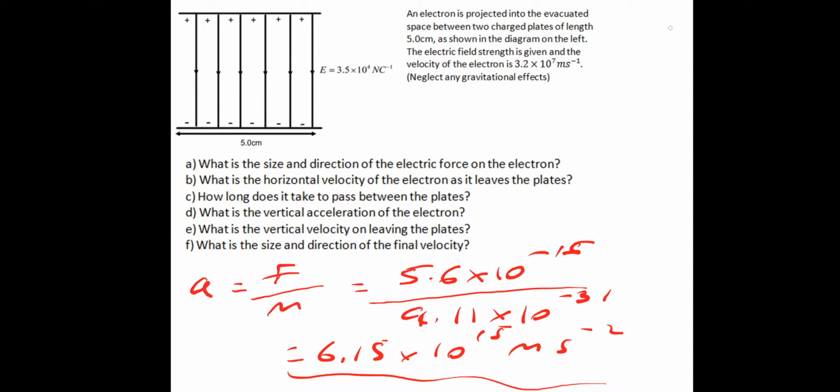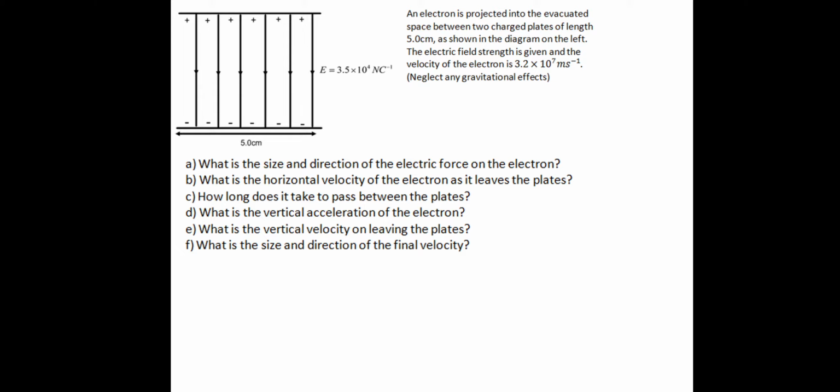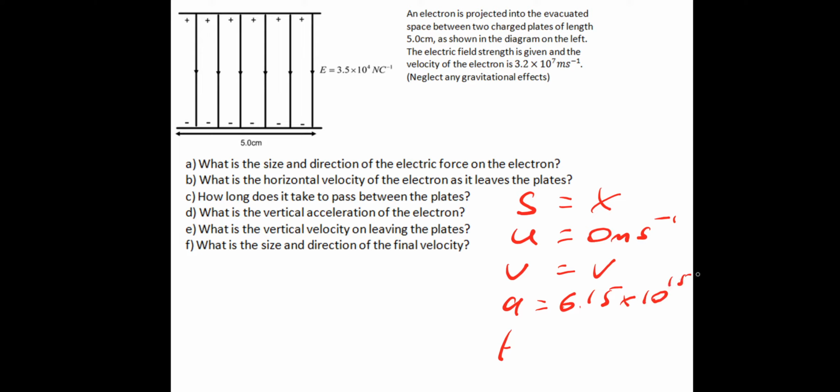Remember to pause and rewind whenever you need to. So part E, vertical velocity. So I'm just going to write suvat. So S, not interested. The initial speed vertically is 0 meters per second. The final speed V is what we're looking for. The acceleration is the 6.15 times 10 to the 15. And the time that it's travelling vertically is the time that it's travelling horizontally for. This is from the basics of projectile motion. So that's the 1.56 nanoseconds, so 1.56 times 10 to the minus 9.